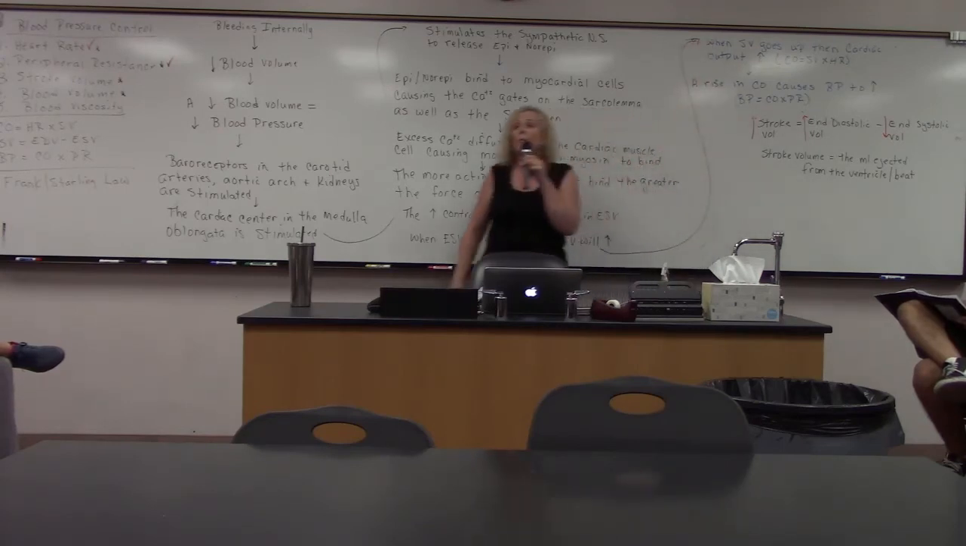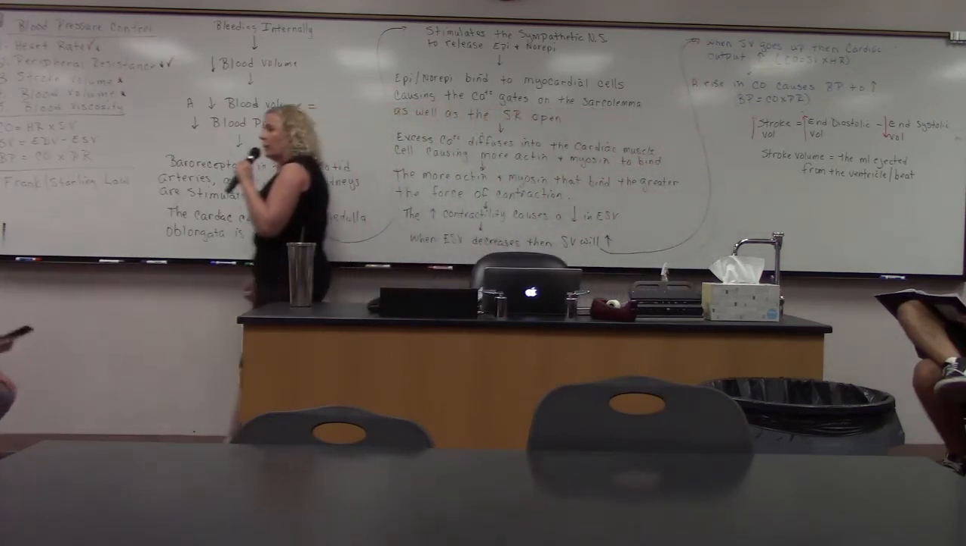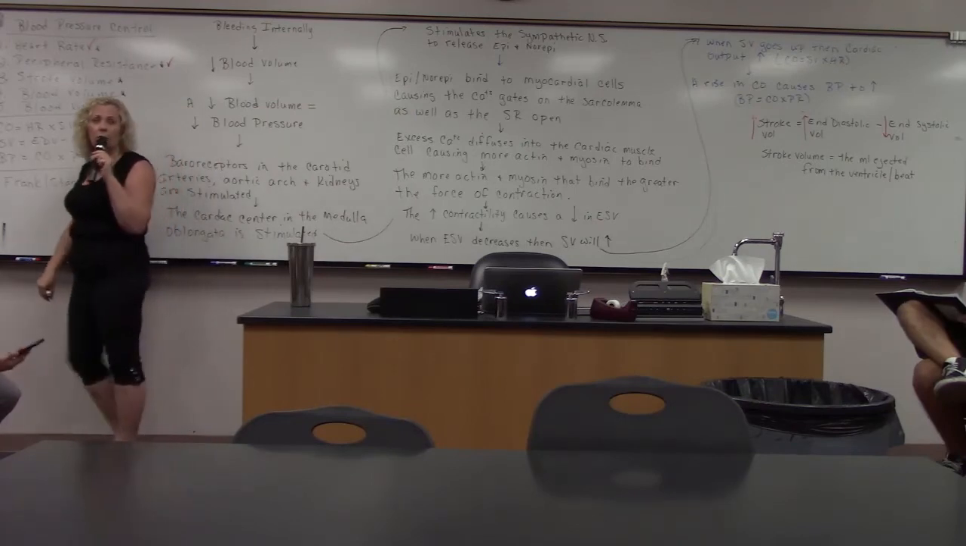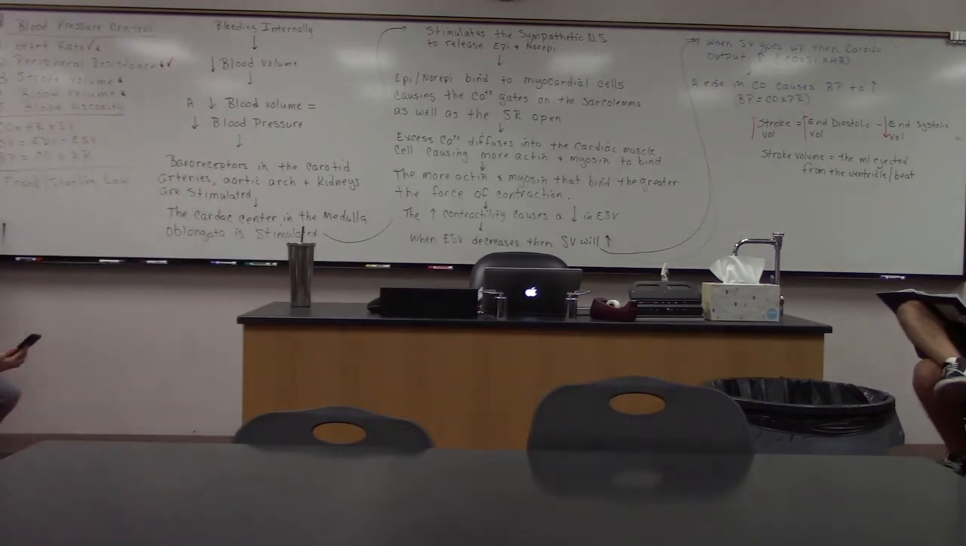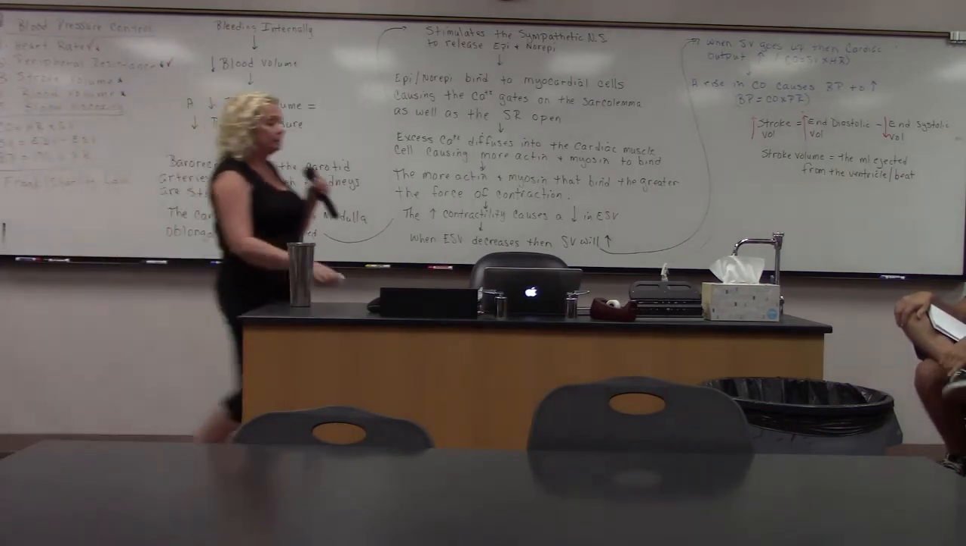Stroke volume goes up, cardiac output goes up. When cardiac output goes up, so does blood pressure. Okay, so there's one other part to stroke volume, and this is something that we call the Frank-Starling law. So we're going to go over this law, and then we'll take another break.